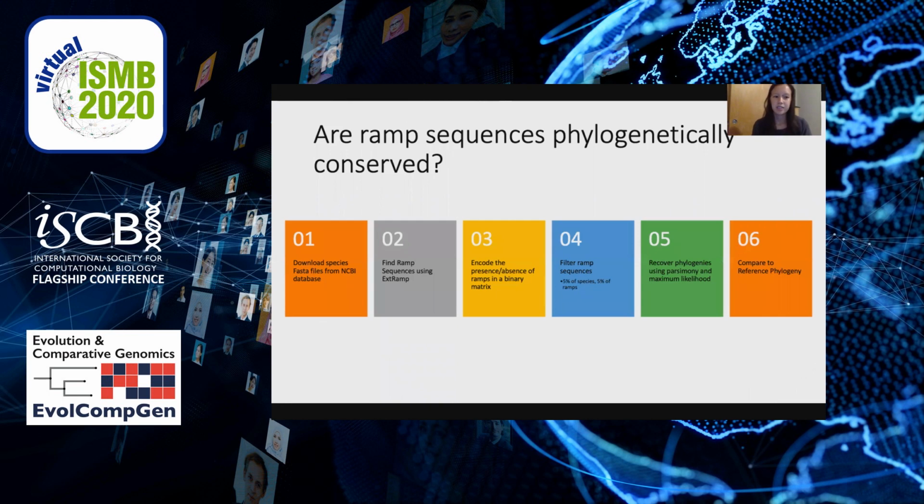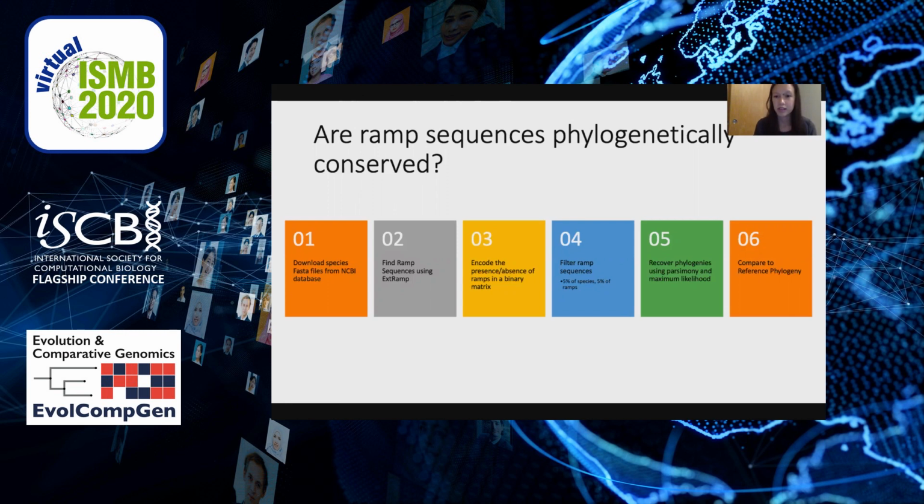Addressing that first question, our methodology was to first download species FASTA files from the NCBI database, and we downloaded all of the vertebrate species that were available at the time. We then used XRAMP to find any ramp sequences that might exist in their genome. Our third step was to encode each ramp sequence in each orthologous gene of the species as ramp sequence present or ramp sequence absent. And we encoded that in a binary matrix, which we would then use for our phylogenetic inference. Our fourth step was to filter the ramp sequences.